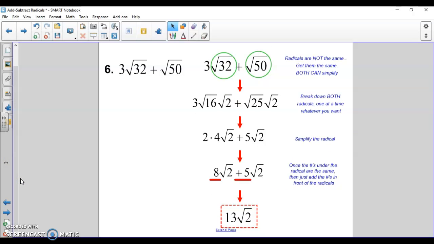Alright. You have a worksheet. I believe it's 12 problems. You have 3 problems like examples 1 and 2. 3 problems like examples 3 and 4. 3 problems that are like example 5. 3 problems that are like example 6 here, and that's it.